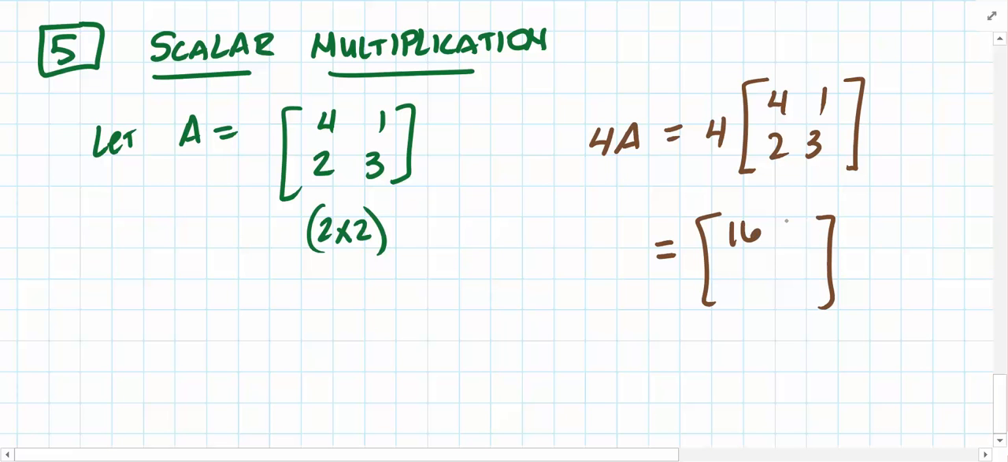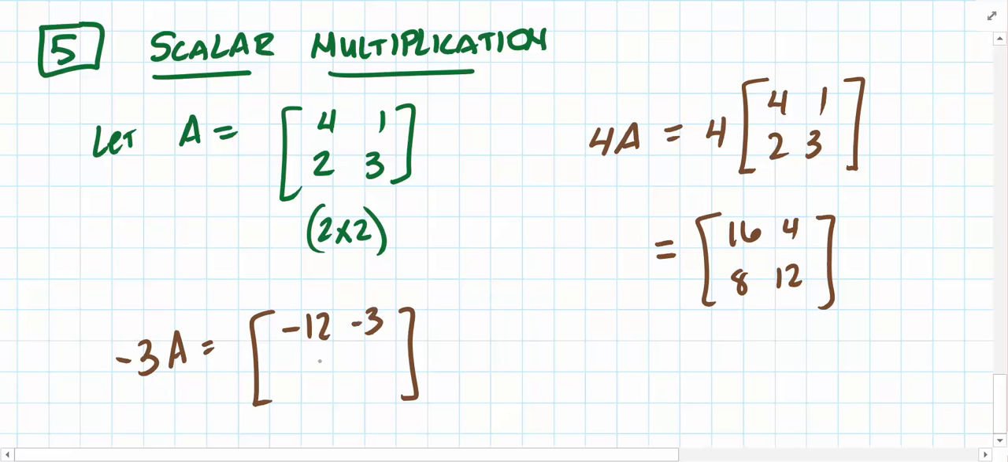Okay. So what would negative 3A be? Negative 12, negative 3, negative 6, negative 9. Okay. So that is scalar multiplication. It works just like you think it would.